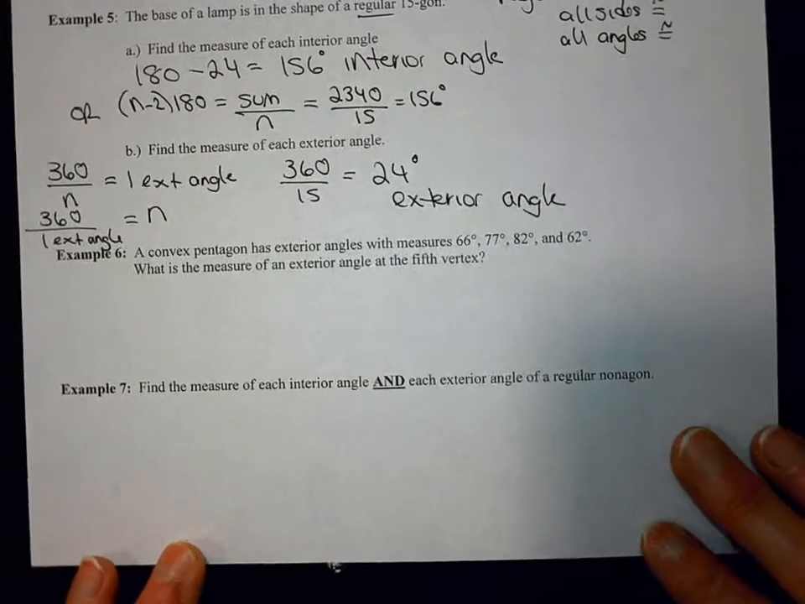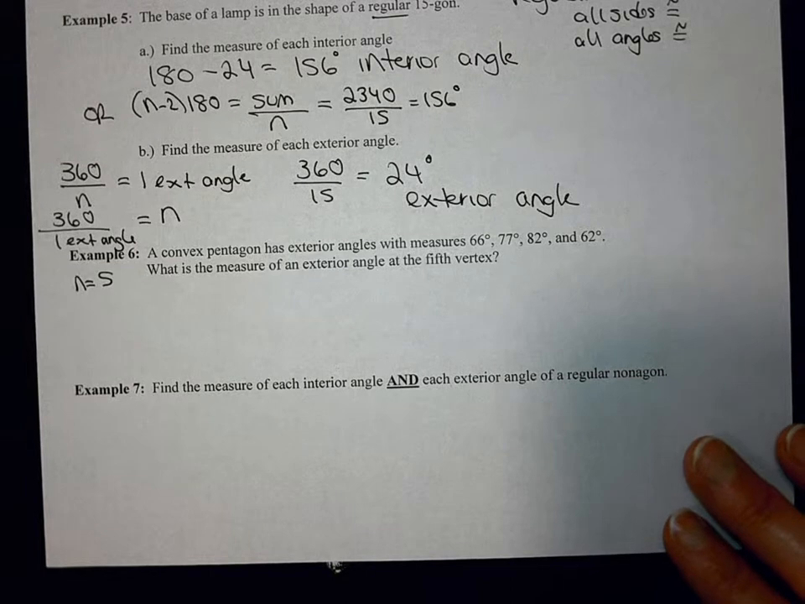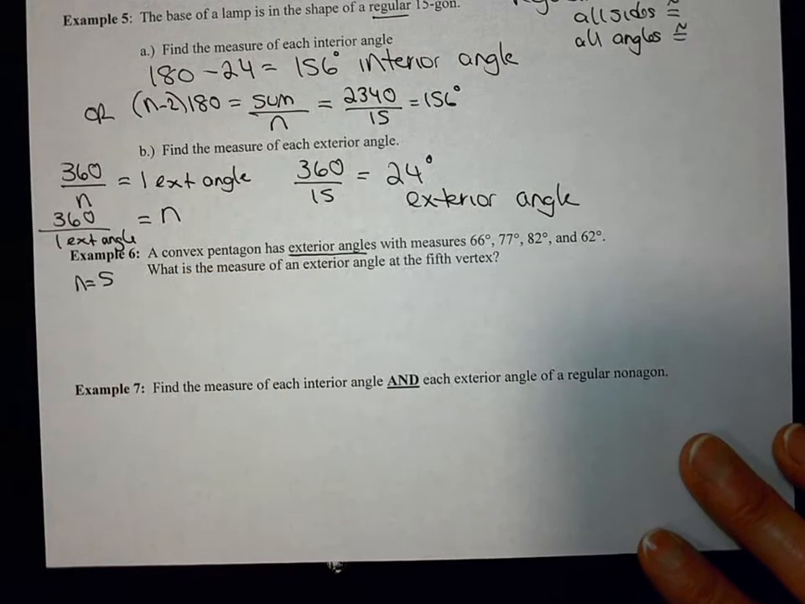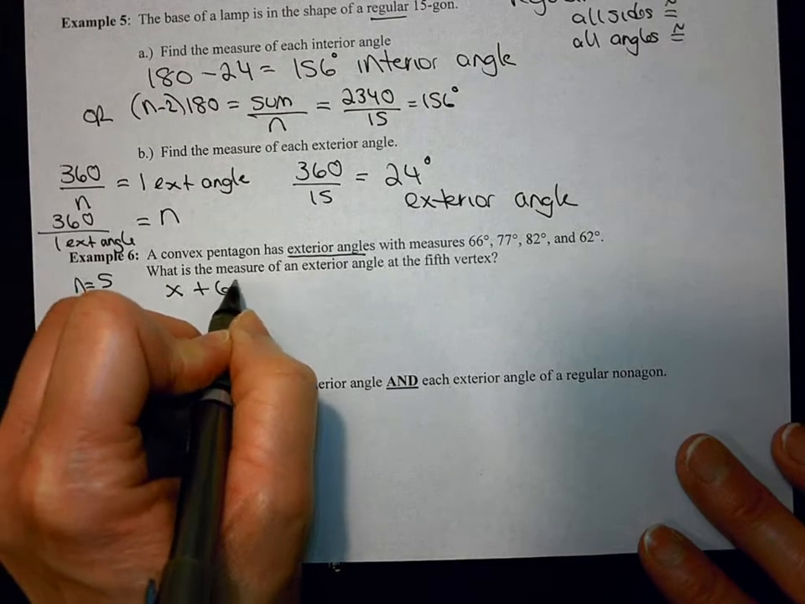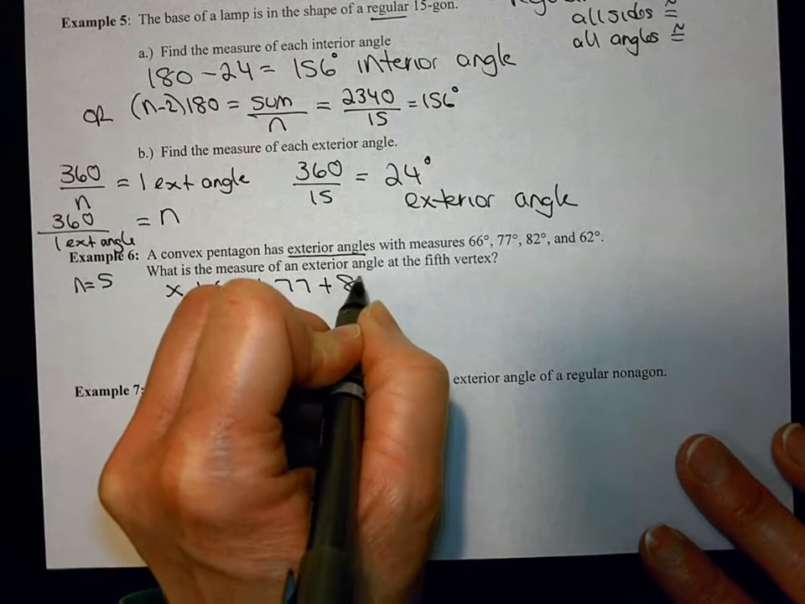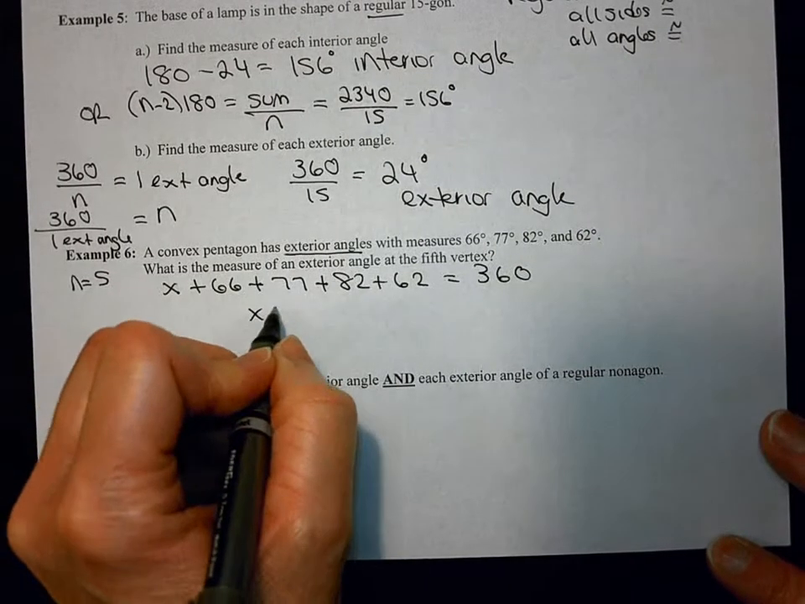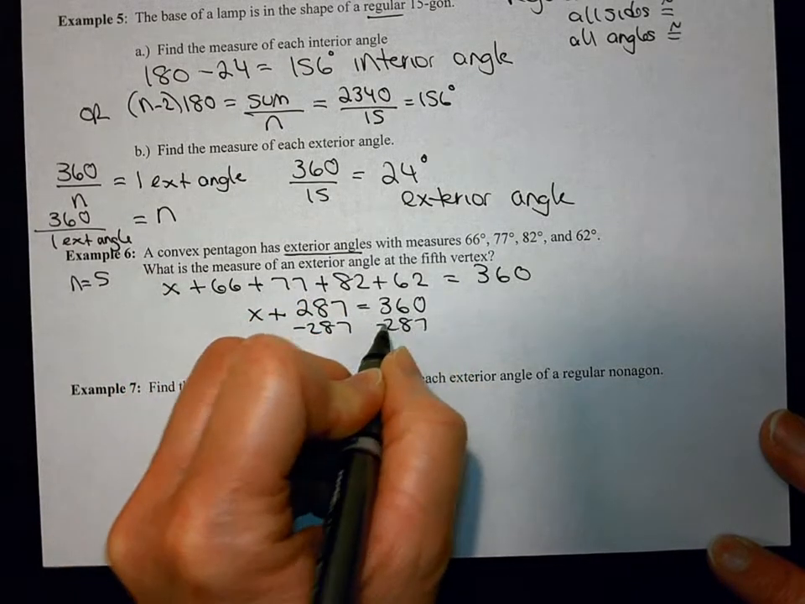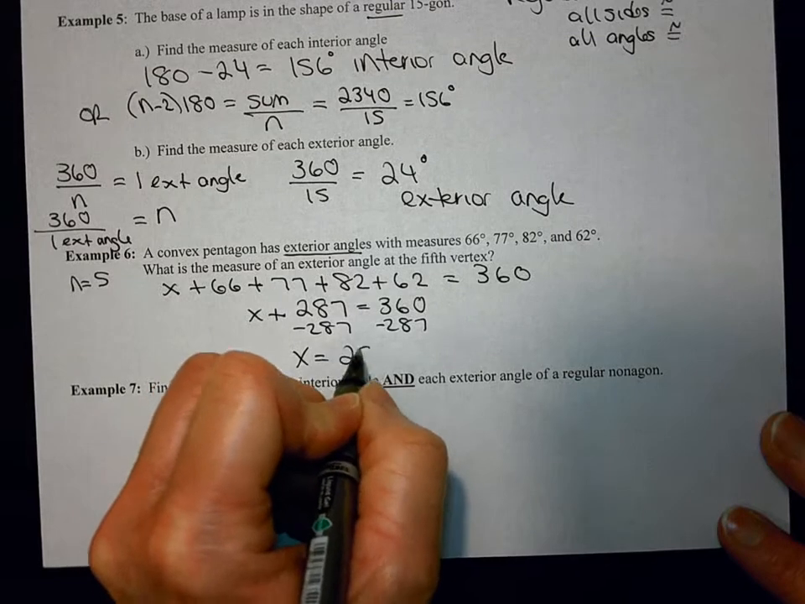Now we have a convex pentagon. Remember, a pentagon has 5 sides. The exterior angles are 66, 77, 82, and 62. We want to find the fifth angle. We know the exterior angles have to equal 360, so we're going to say the fifth vertex x plus 66 plus 77 plus 82 plus 62 has to equal 360. If we clean that up, it becomes x plus 287 equals 360. So we subtract the 287. So x, or the last angle, is going to be 253.